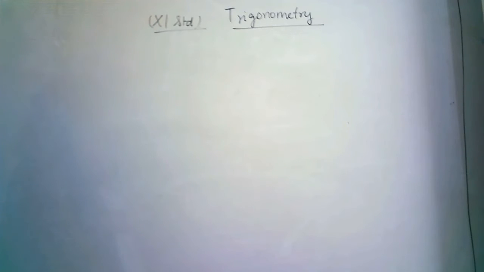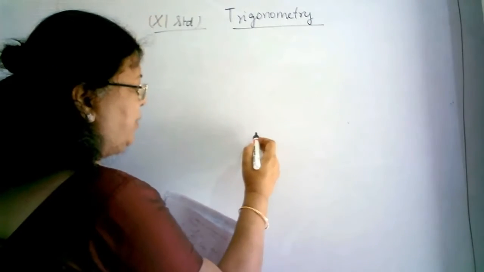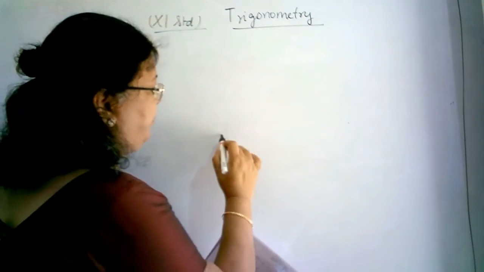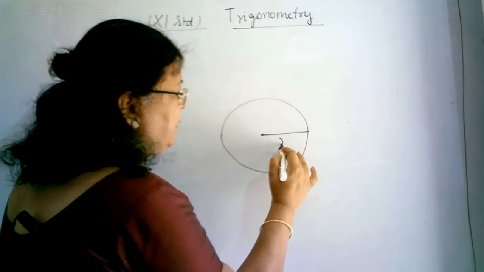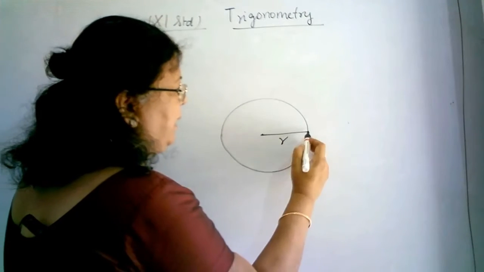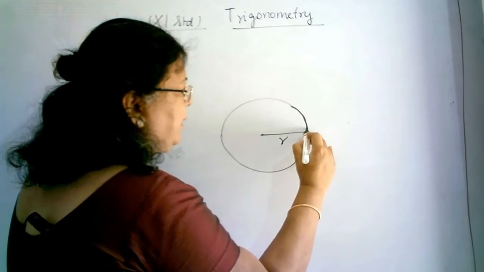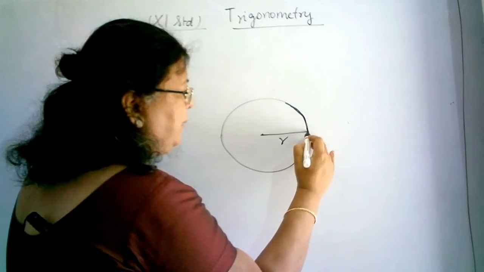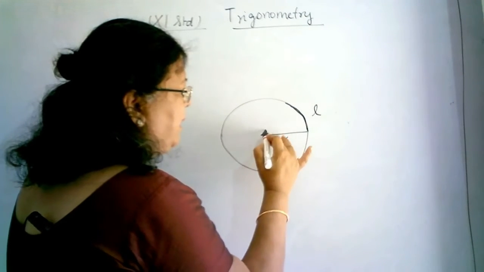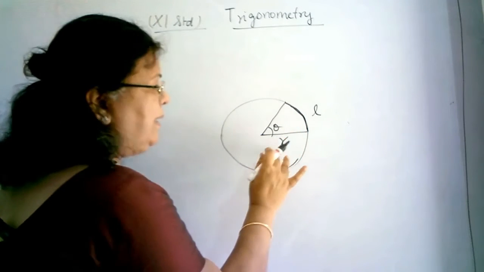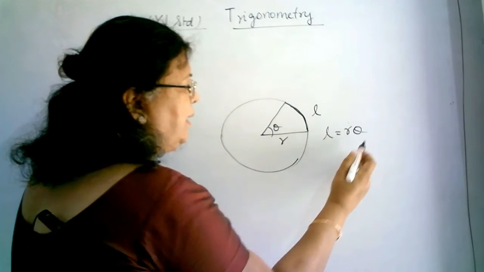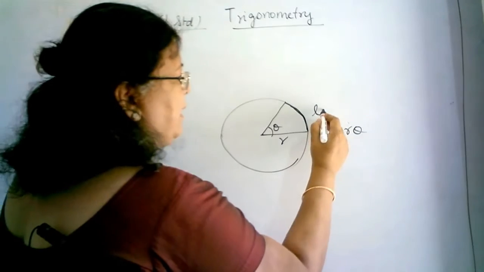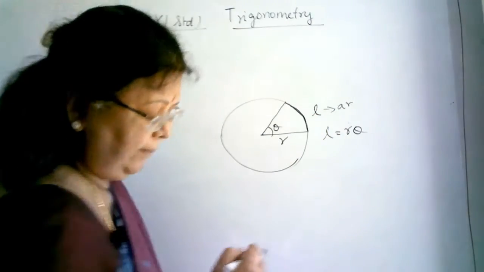We will see the relation between radians and degree measurements. Actually, what is the radian? I told you. Say you have a circle, r is the radius, and this is the arc length. This arc length will be represented by L, and say this subtends some angle theta. Then the relation between these is L is equal to r theta, where L is the arc length, this length.